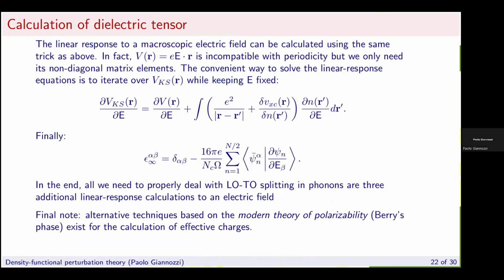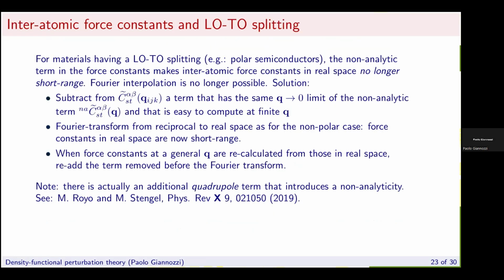Again, by using the same trick of transforming the position operator into its commutator with the Hamiltonian and solving a linear system, one can compute in the same way the response to an external field, and find the dielectric constant tensor. Now, what happens is that the presence of this non-analytic term in the force constant matrix has the consequence of making the force constant no longer short range.